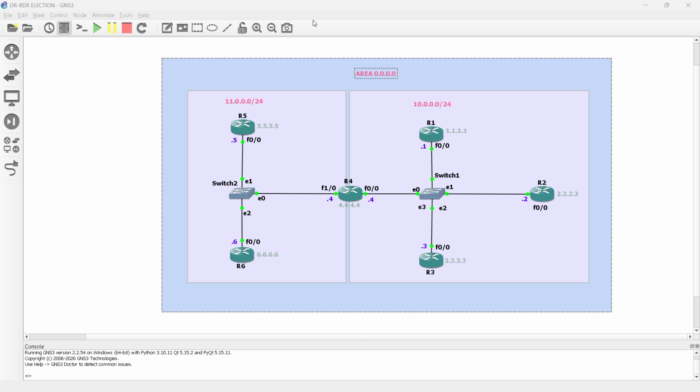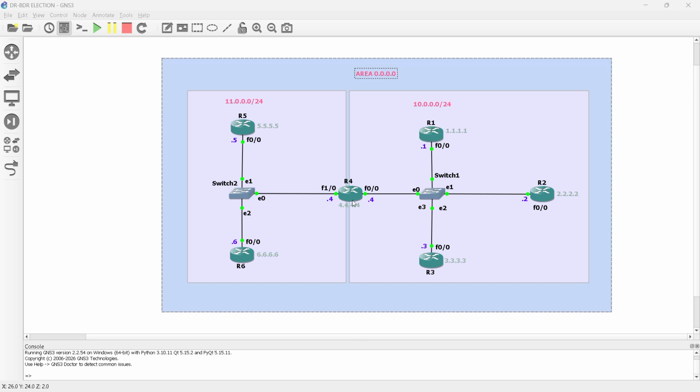Let's suppose in this topology there are two segments. The very first is this segment of network 10.0.0.0/24, and then we have another segment of 11.0.0.0/24, and both of them come within area 0, right? So if you observe, this is the previous topology only. Let me explain here.